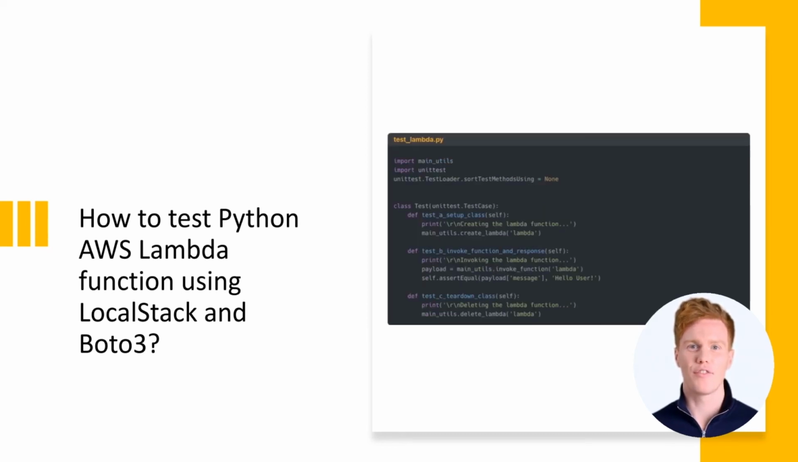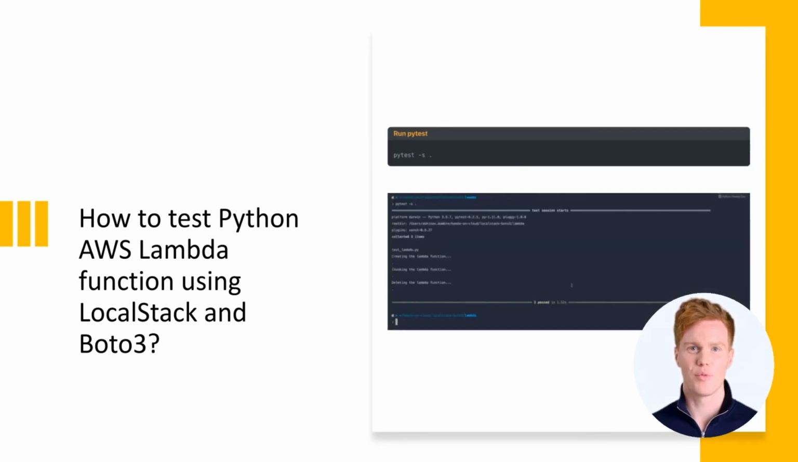Now, we're ready to define test case for AWS Lambda. The test case deploys Lambda function, then invokes it, checks that the return message from the Lambda function equals hello user, and finally, deletes Lambda function. Now, if you run the test case using PyTest, you will see similar output.